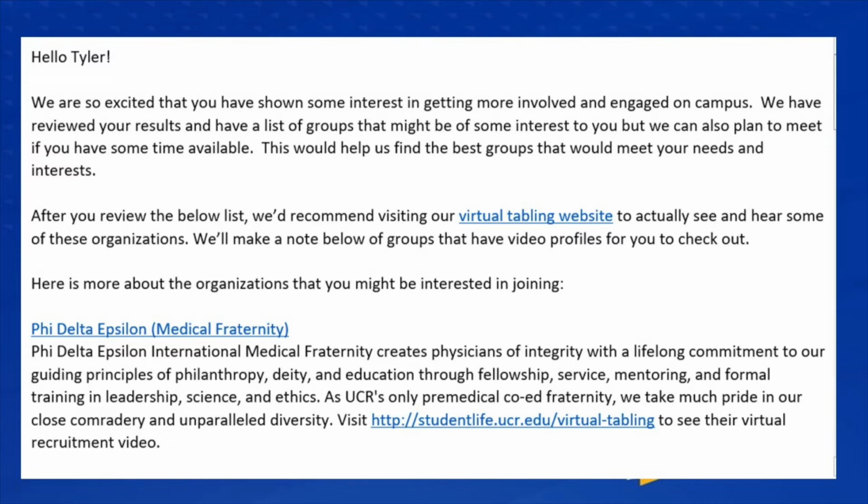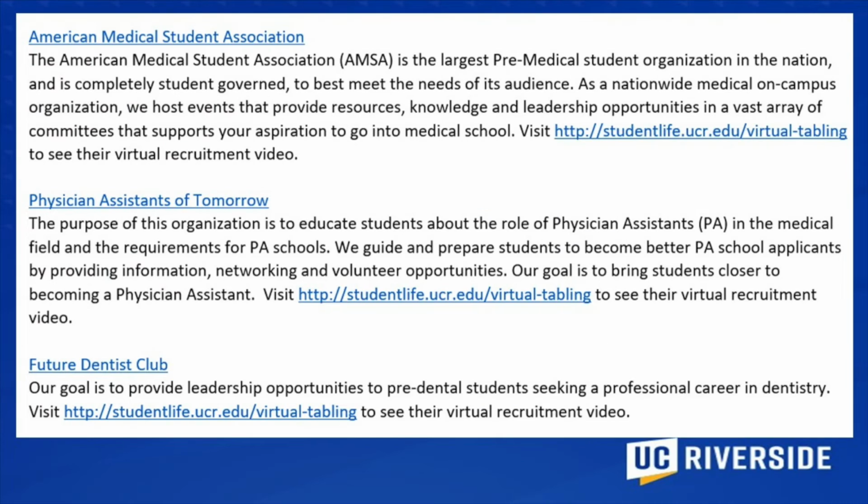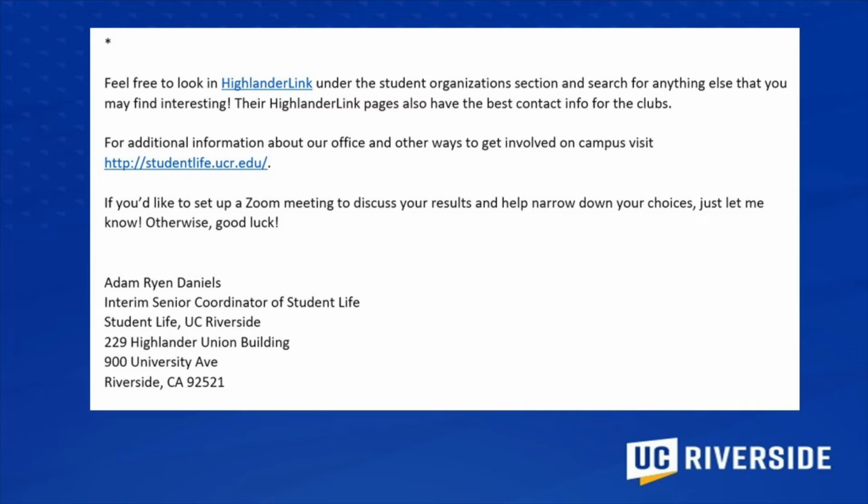You can see their entry also includes the link to our virtual tabling website at the end there. I then copy and paste the entries for the American Medical Student Association, Physician Assistants of Tomorrow, and Future Dentist Club. I won't put this on the screen here, but you can also go into other interests such as tennis and badminton and include those clubs as well. At the end of the email, our footer is always the same, pointing to our Engage platform and our department website, then offering to meet with them if they want to talk about the recommendations we've given. It's rare, but sometimes folks want help actually approaching these groups, or they want to discuss starting a group if nothing for their interest shows up.